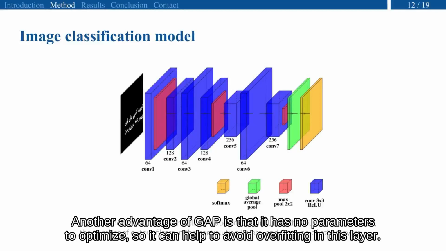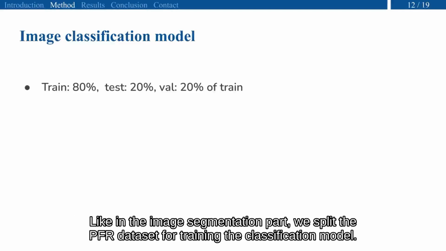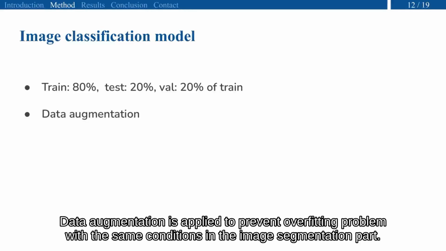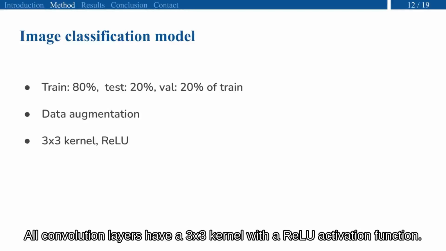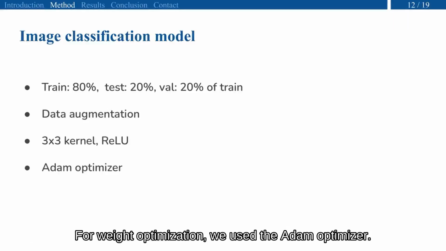Like in the image segmentation part, we split the PFR dataset for training the classification model. Data augmentation is applied to prevent the overfitting problem, with the same conditions as in the image segmentation part. All convolutional layers have a 3x3 kernel with a ReLU activation function. For weight optimization, we use the Adam optimizer.